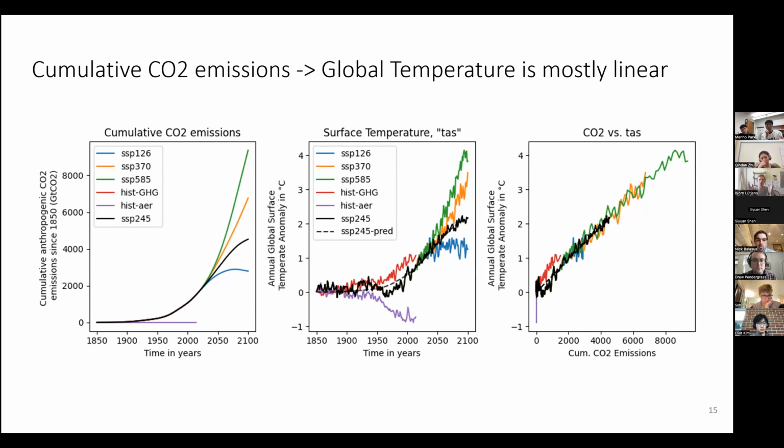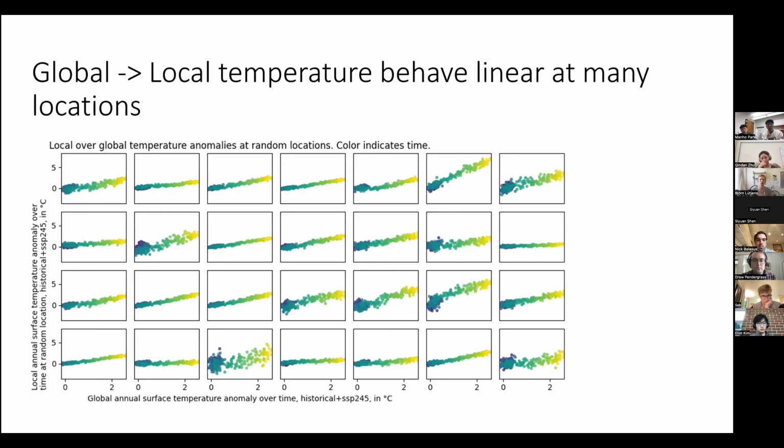And then if we just create a scatter plot between those two, then we can see the relationship between those two is almost linear on the global scale. And on the local scale, a scatter plot of global over local temperatures is also almost linear if plotted for a random selection of grid points.